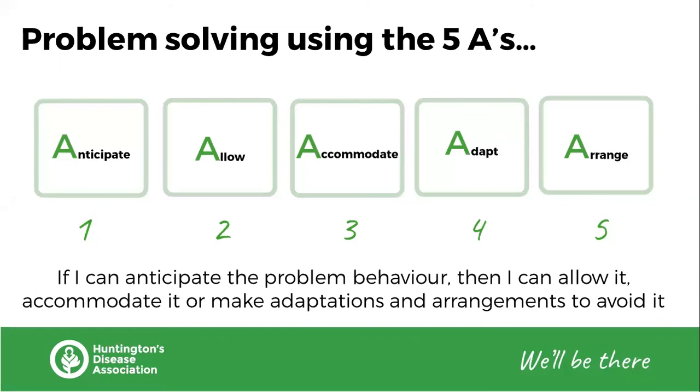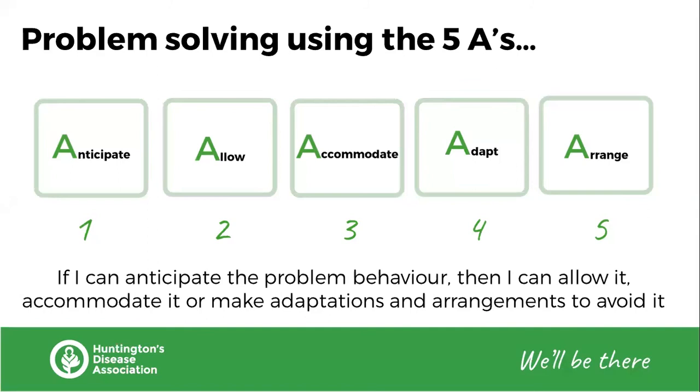So this is a problem solving strategy, and it's using what we call the 5 A's. Now this is from a chap called Jimmy Pollard, who is an American, and he was a nurse working with a lot of people with Huntington's, and he wrote a book called Hurry Up and Wait. It's actually an excellent book which I would very much recommend.